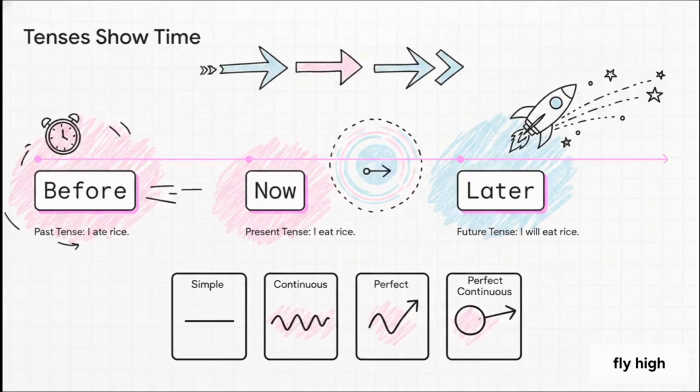We have before, which is the past tense, I ate rice. We have now, the present tense, I eat rice. And we have later, the future tense, I will eat rice. Oh, and just a quick note. Each of these 3 timelines actually comes in 4 specific forms: simple, continuous, perfect, and perfect continuous.